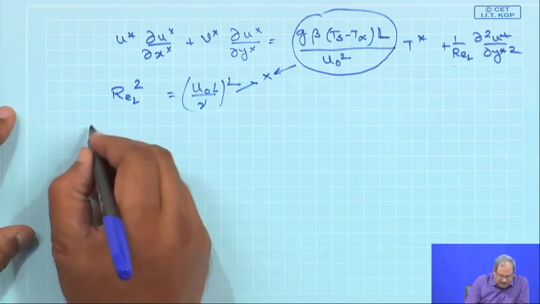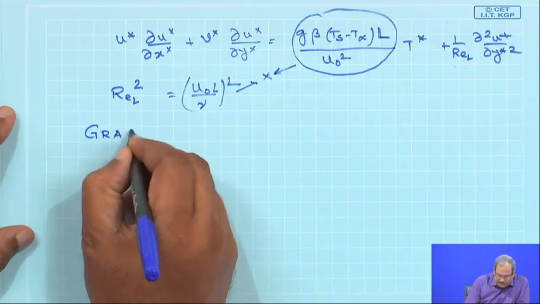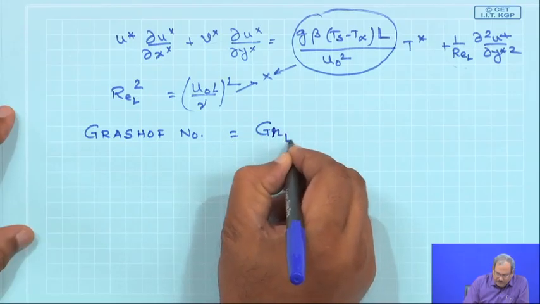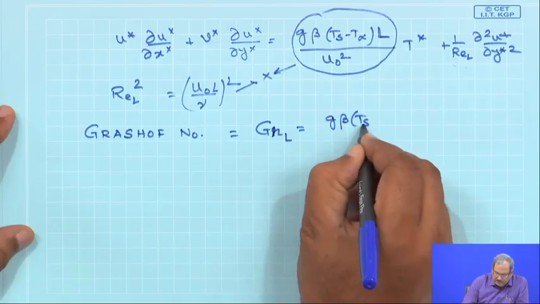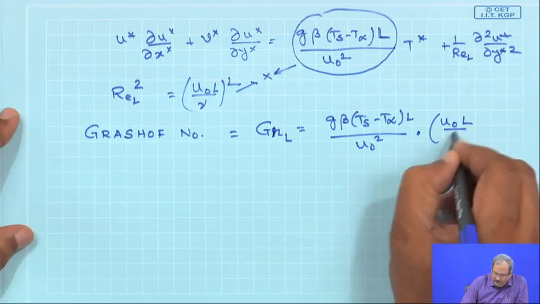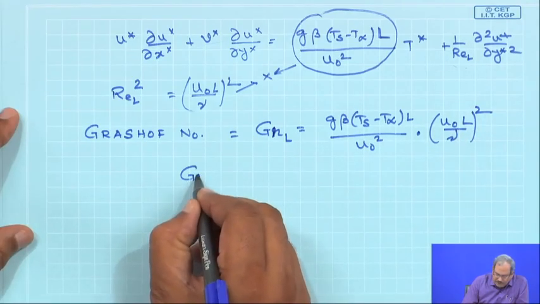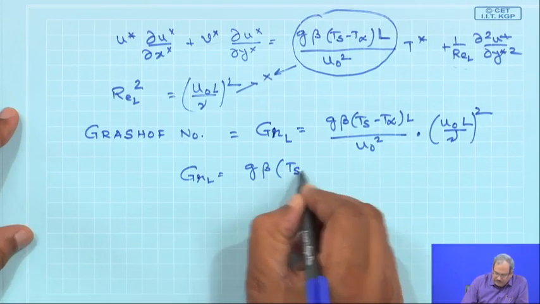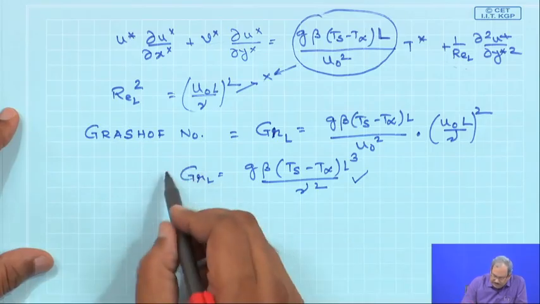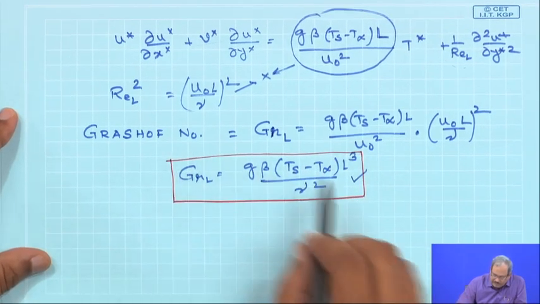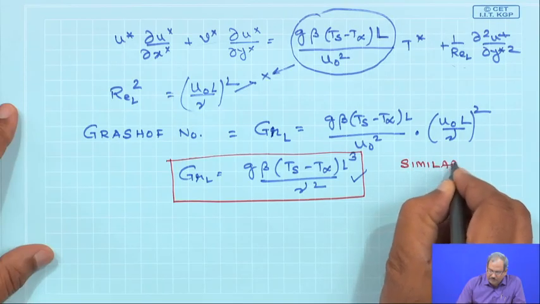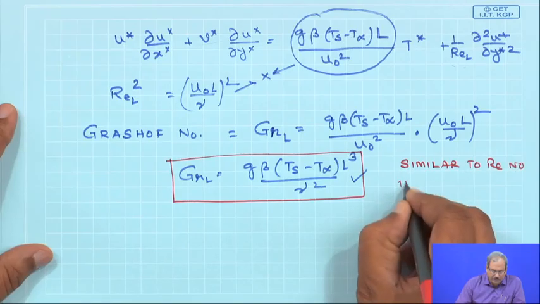Reynolds number square, and what you would get is a new dimensionless number which is known as the Grashof number, denoted by Gr L, based on the length, as g beta (T s minus T infinity) L by u naught square, into u naught L by nu, which is Reynolds number square. So, Gr L would be g beta (T s minus T infinity) L cube by nu square. This is the Grashof number, and the Grashof number has the same significance as the Reynolds number in forced convection. So, similar to Reynolds number in forced convection.